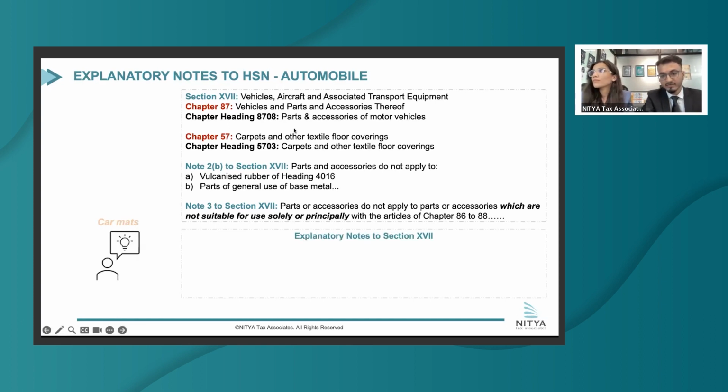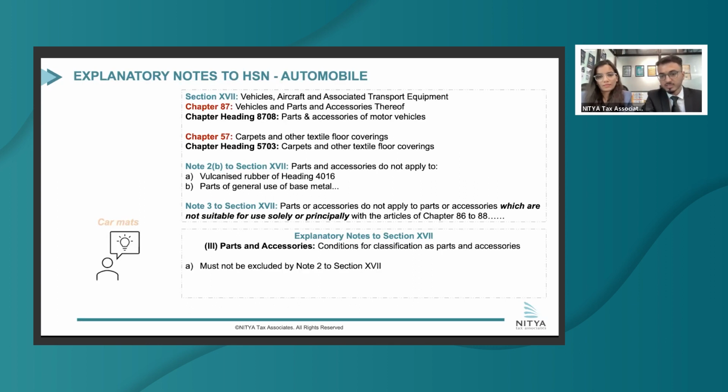Explanatory notes to Section 17 provide that there are some conditions for classification as parts and accessories in Chapter 87. The first is it must not be excluded by Note 2 to Section 17. It must be suitable for use solely with the articles of Chapters 86 to 88. And the third one is it must not be more specifically included elsewhere. So the point to be noted is that explanatory notes provide an additional condition that if your article is specifically included elsewhere in the nomenclature, vis-a-vis it may be of any of the headings, then it will be classified under that heading.